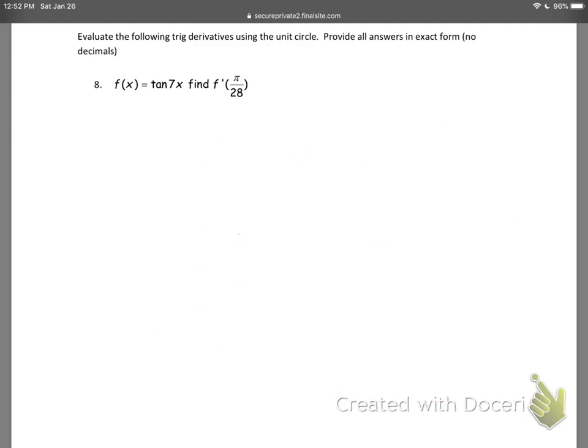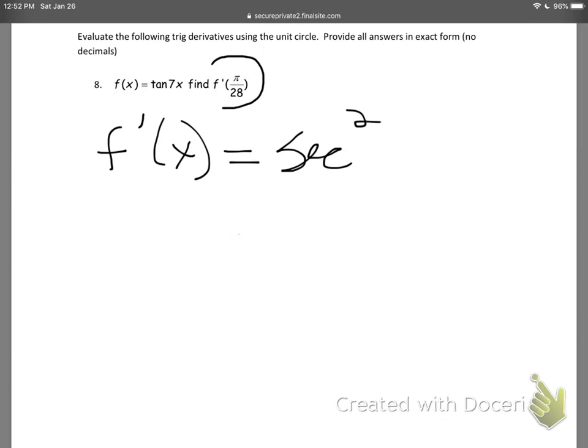Okay, in this question, notice they're asking us to take the derivative of a trig function, but then they're also asking us to evaluate an angle, and that angle is not an angle in the unit circle, but don't panic because something nice is going to happen when we take the derivative. So, first off, f prime of x equals the derivative of tan, which is secant squared, so I have secant squared, and this is going to remain 7x, and then tell yourself to take the derivative of that angle. Okay?